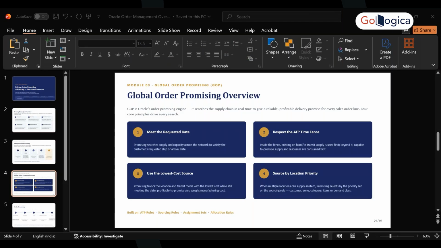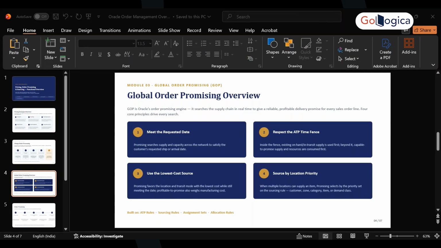Our first principle is: meet the requested date. It is our first objective, which helps to satisfy the customer's requested delivery date whenever possible. When the sales order enters Oracle Order Management, the requested shipment or arrival date is sent to the GOP engine. The promising engine begins searching across the entire supply chain.